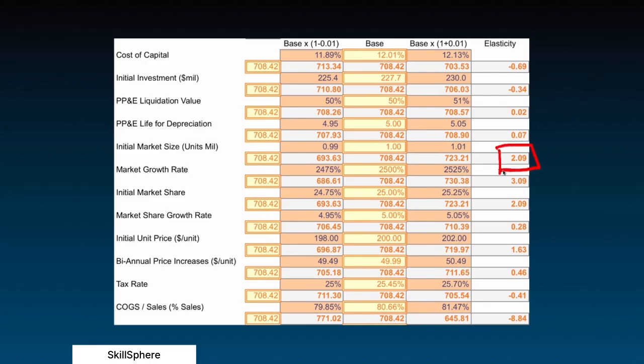as the initial market size, our assumption on the market growth rate, right? Our initial market share, our assumption on cost of goods sold, right? These, again, are going to correspond pretty closely to what we saw with our break-even analysis, and they're really identifying the key value drivers, the things we should really be focused on when discussing this project.